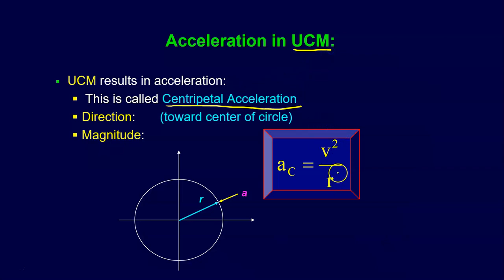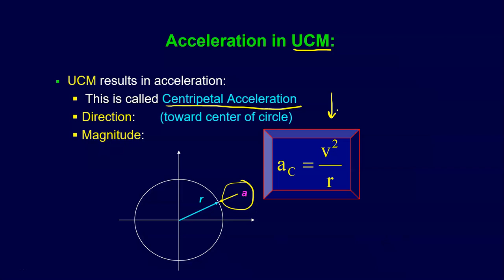This is the kind of thing that's going to pop up a lot, and so that's why we're going to spend some time on it. And again, the direction is towards the center of the circle. So here I've got my accelerations towards the center of the circle, and the magnitude is v squared over r.